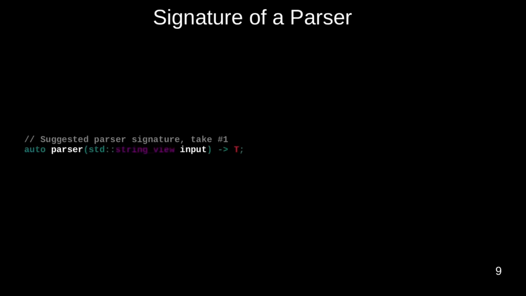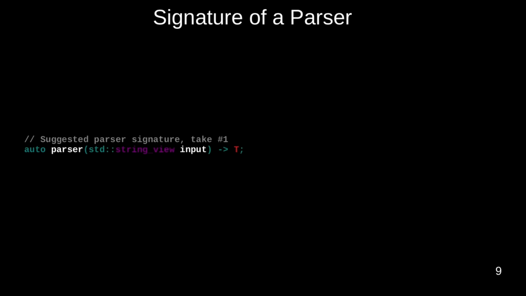What should a parser look like? So this is the basic idea. A parser is a function that takes a string, and since we work with immutable data here, we can use std::string_view. That's a great type, it has a great interface for this. And it should return a parsed thing of whatever type T you like.